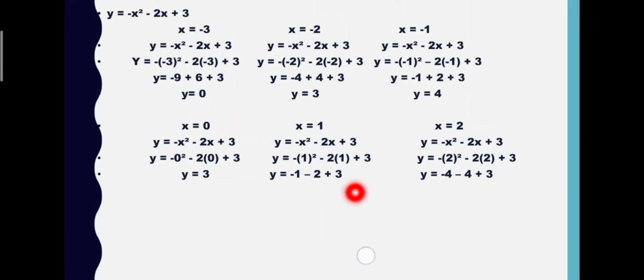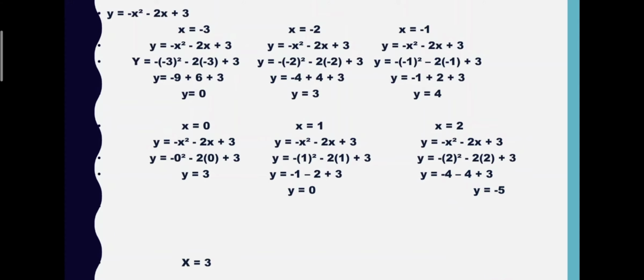Then copy, plus 3. Then negative times the quantity of 2 squared. So 2 squared is 2 times 2 is equal to 4. So positive 4 times negative is negative 4. Then negative 2 times 2 is negative 4 plus 3. Then negative 1 times negative 2 is negative 3 plus 3, 0. Negative 4 minus 4 is negative 8 plus 3 is negative 5.